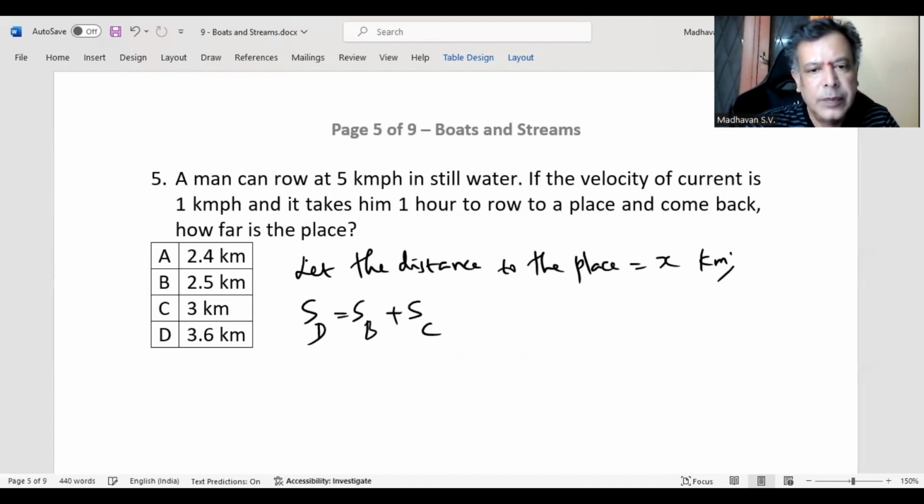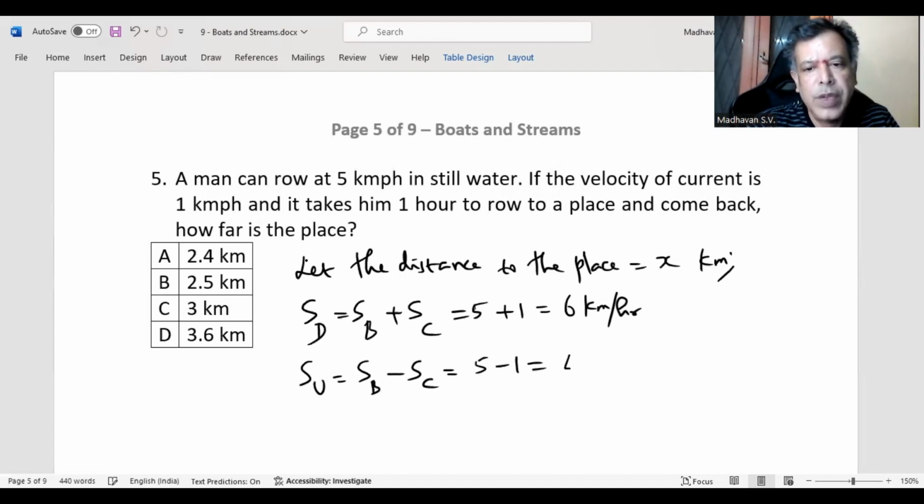Now we have speed downstream is equal to speed of the boat plus speed of the current. The speed of the boat is given as 5 kilometer per hour. Speed of the current is given as 1 kilometer per hour. So totally it is 6 kilometer per hour. That is speed downstream. Speed upstream will be speed of the boat minus speed of the current, which is 5 minus 1. So we get 4 kilometer per hour.